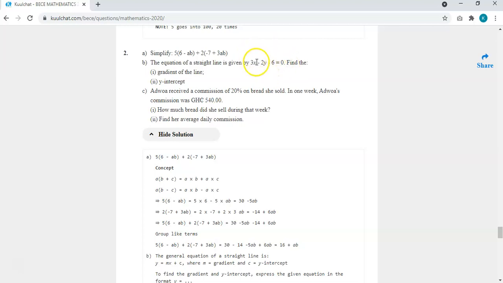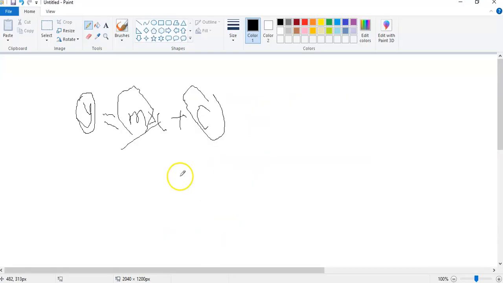So you are going to get 3x minus 6 is equal to 2y plus 0, but anything plus 0 is still the same number. So you get 3x minus 6 is equal to 2y, and you divide both sides by 2. So we have 3x over 2 minus 6 over 2. So you get 3x over 2 minus 3 is equal to y. So since we've gotten it in that order, then we can.